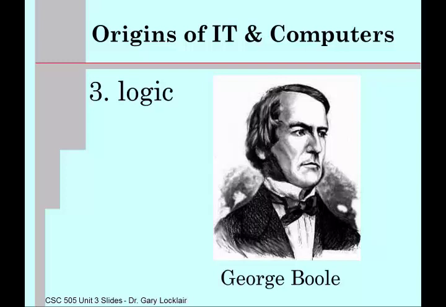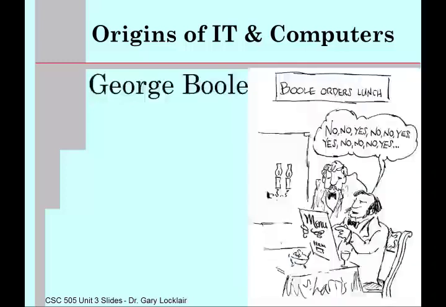Now, finally, with all that background, see, my little cartoon will make sense here. It's entitled Boole Orders Lunch, and he's looking at the menu and he points at things. Yes, no, no, yes, yeah, no, no, yeah. Yeah, it's one of the funnier ones. And you know what? 0, 1 is just the same thing as true, false, or yes, no. They're all the same thing, exactly. Well, we have both ways. Then we've got it.